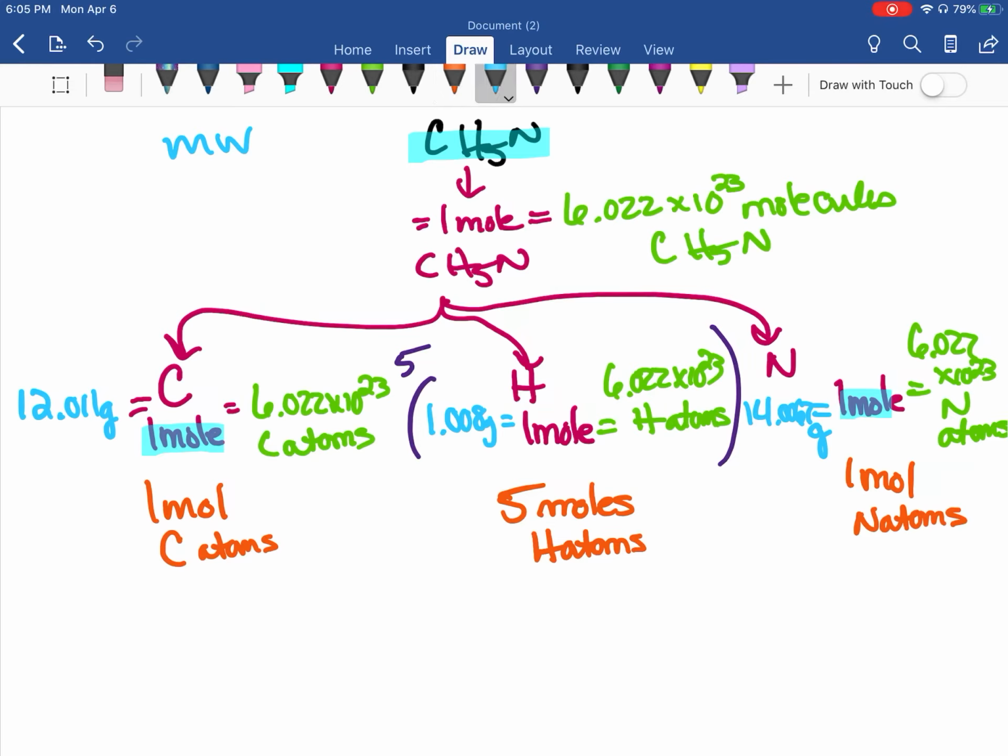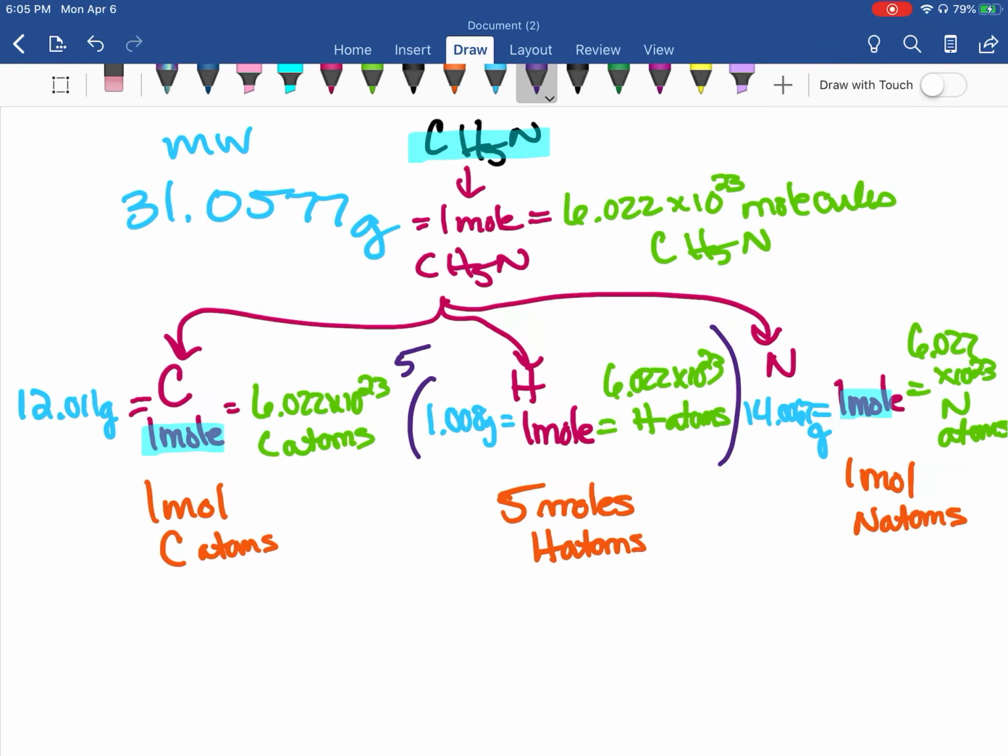So that means we've got 12.011 plus 14.0067 plus 5 times 1.008. I am getting, for this then, 31.0577 grams. That is our molecular weight. All right, let's go ahead and calculate percentages. Let's go to that next step.